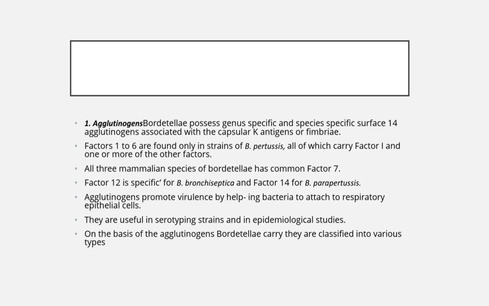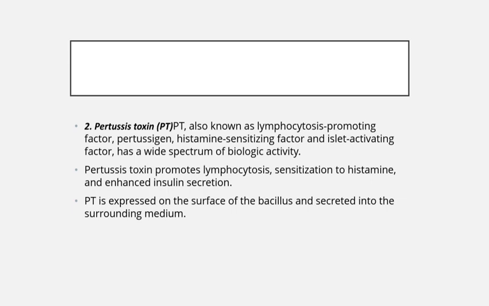Factor 12 is specific for B. bronchiseptica and factor 14 for B. parapertussis. Agglutinogens promote virulence by helping the bacteria to attach to the respiratory epithelial cells. They are useful in serotyping strains and in epidemiological studies. On the basis of the agglutinogens Bordetella carry, they are classified into various types.